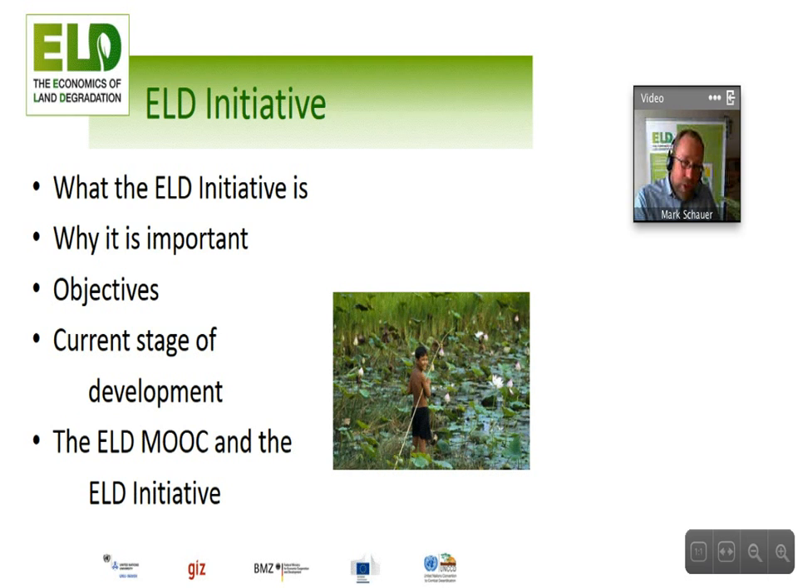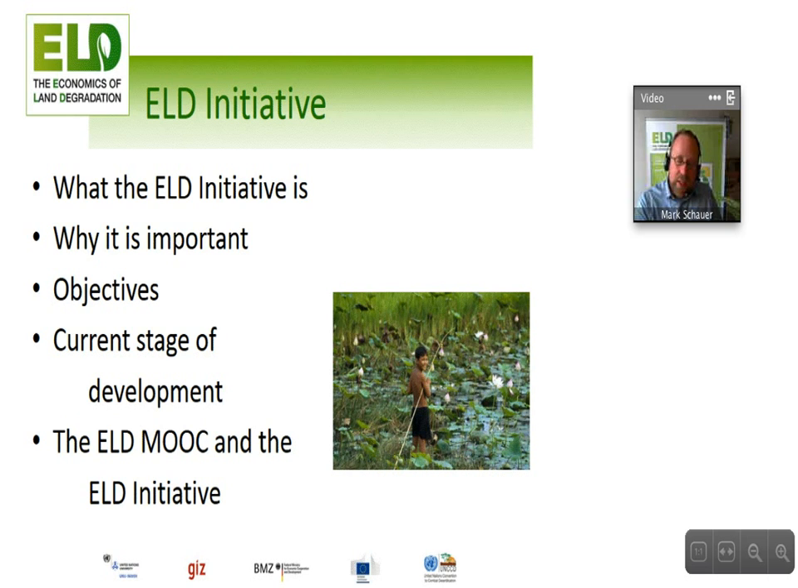So far, if we're looking at the current stage of development of the ELD, I just mentioned a number of partners there. We have built up the ELD initiative on two pillars. One is the policy partnership, which includes the founding partners, as I mentioned them in the beginning. But it also includes the Korean Forest Service so far. It includes a number of business enterprises getting engaged here, and individual experts as well.